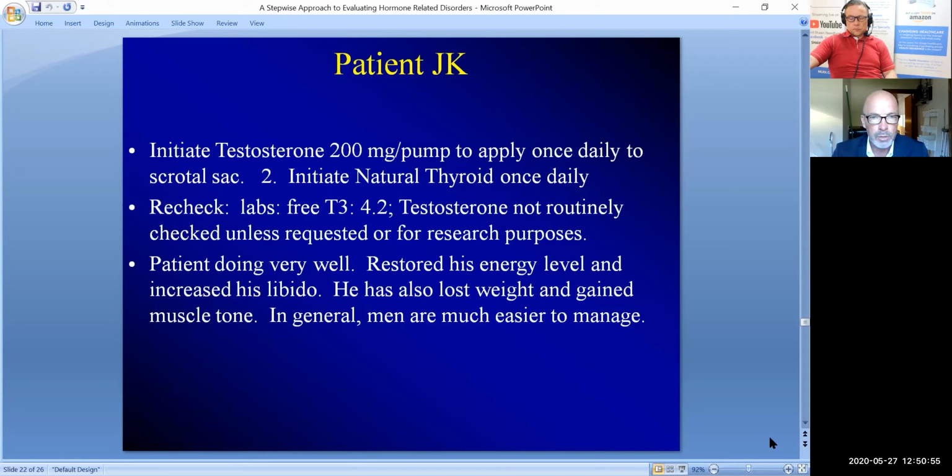Initiated natural thyroid once daily. Rechecked his labs. Again, men are so much easier. Free T3 is 4.2. And then I don't routinely check testosterone; we talked about those in the previous slides. Patient doing very well, restored his energy level, increased his sex drive. He had lost weight, gained muscle tone. And like I said, in general, men are much easier to manage.